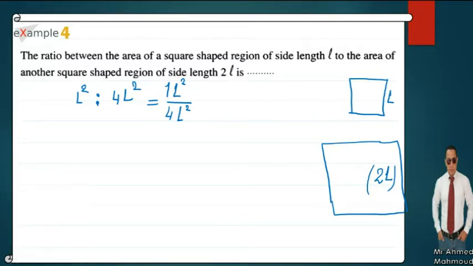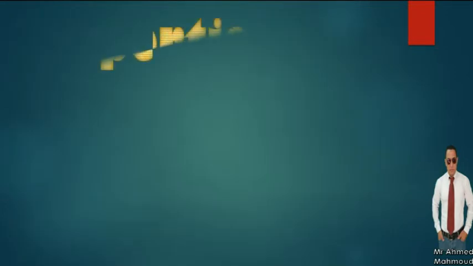Then I will cancel L to the power of 2 with L to the power of 2. Then the ratio in the simplest form equals 1 to 4. The ratio equals 1 to 4. Okay, now I have finished the meaning of the ratio and I'm going to start the meaning of proportion. Let's start the second part of the lesson, which is called proportion.